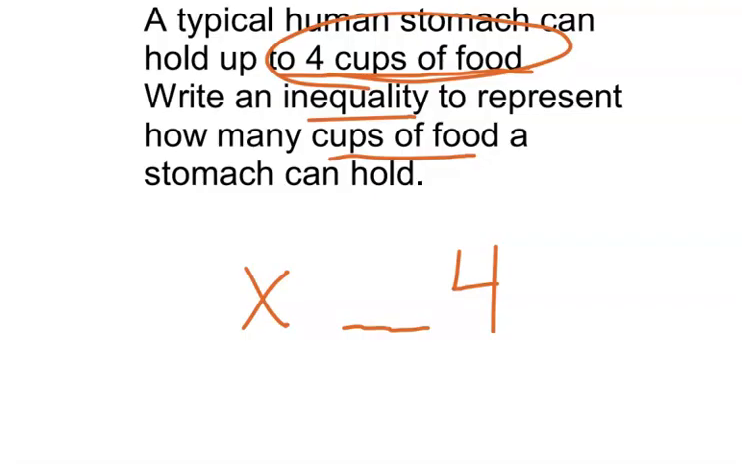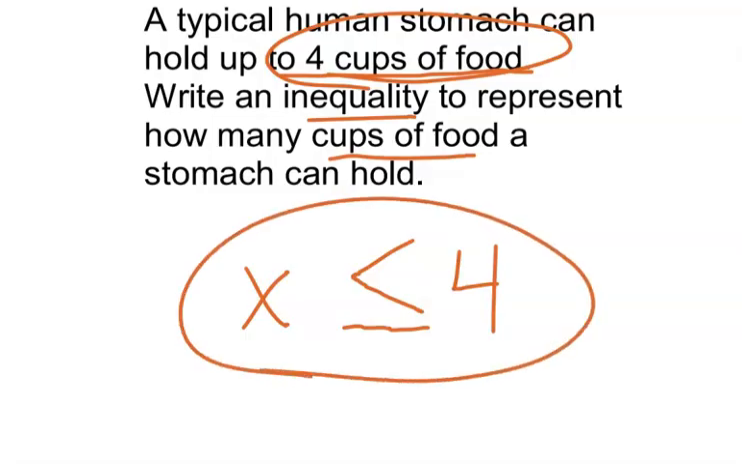And then it says it can hold up to 4 cups of food, not typically more than that. So x is going to be a number less than 4. So x is less than or equal to 4. All right, there's our inequality. So that represents the fact that a human stomach can hold up to 4 cups of food. All right, that's all you have for that.